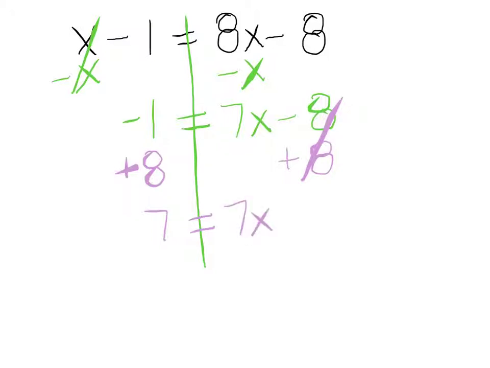One last thing to do is divide. We need to divide both sides by 7. So we get our final answer of x equals 7 over 7, 1.